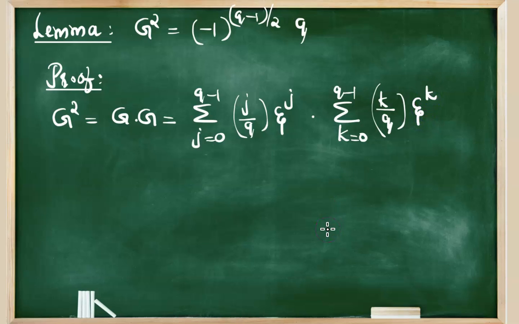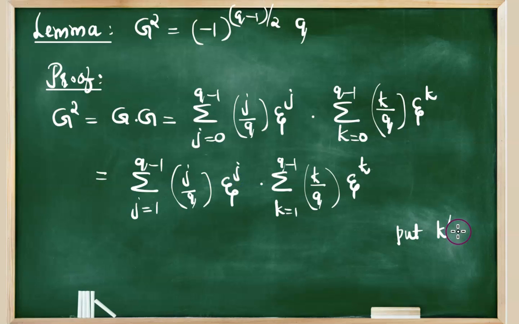Here we can observe that the term corresponding to J equal to 0 in the first sum will be the Legendre symbol (0 by Q) into theta raised to 0, which will be equal to 0 itself. Similarly, K equal to 0 corresponds to the term 0 in this sum also. So we may consider the variation from 1 to Q minus 1 only in these sums.